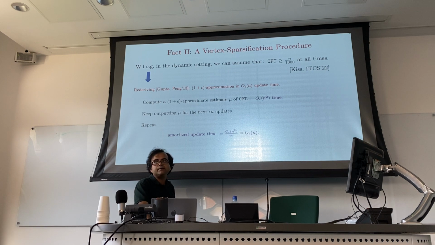And what is the update time? At the start of the phase, you are spending n squared time. The phase lasts for epsilon n. So the update time is order n. And that's the Gupta-Peng result. Okay? Just a 3-line proof.